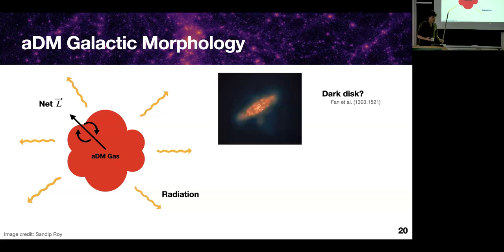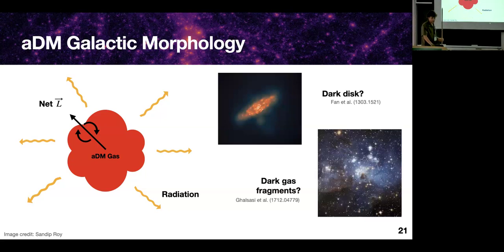So we could think that this could lead to a dark disk formation, or other people have considered that it could form dark gas fragments. That's just because the cooling could be more aggressive in various areas of the parameter space, or just through merger events. But essentially this was an open question for a while: what will actually happen for atomic dark matter on galactic scales?